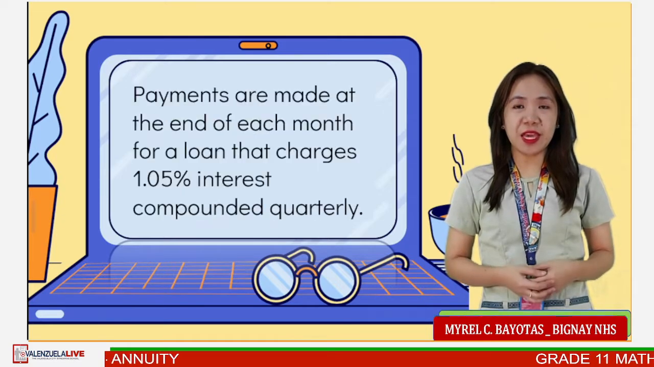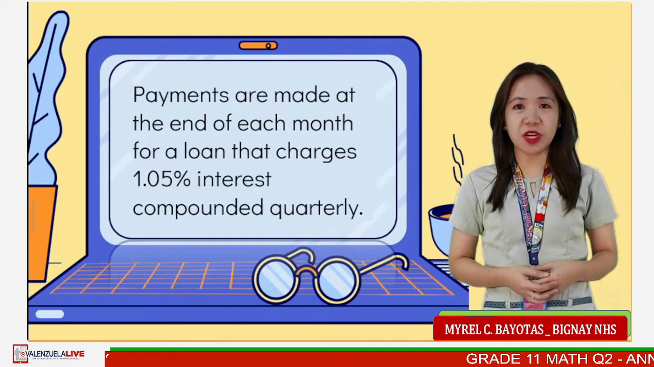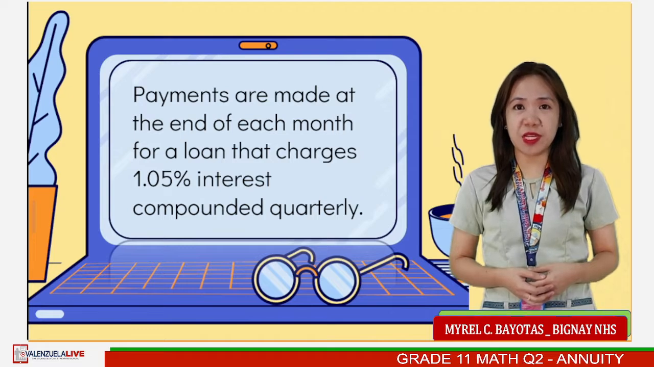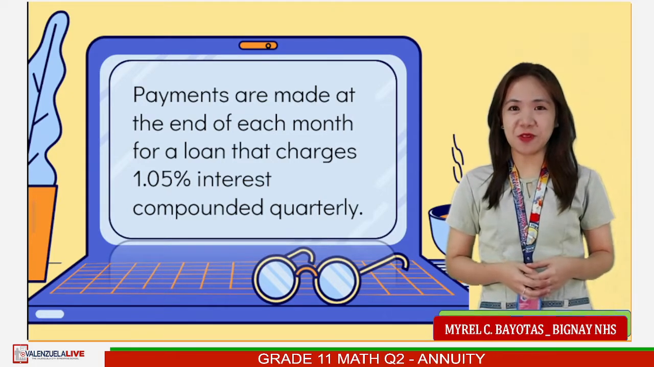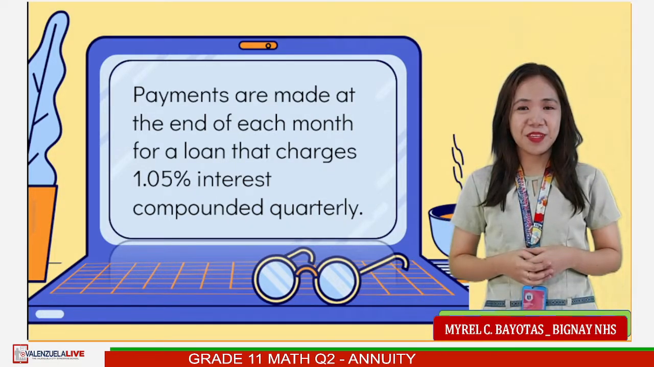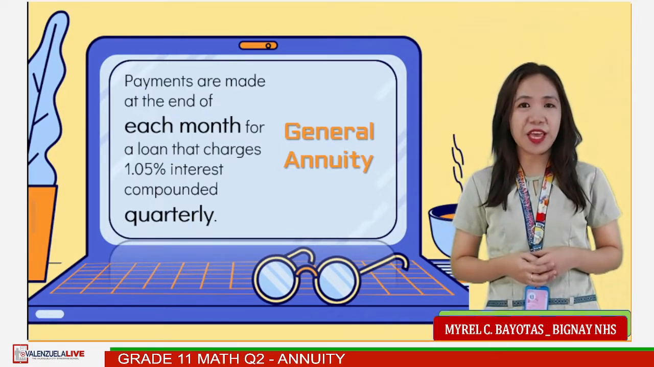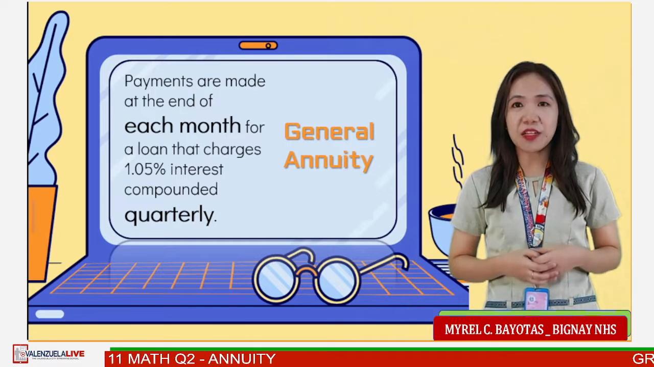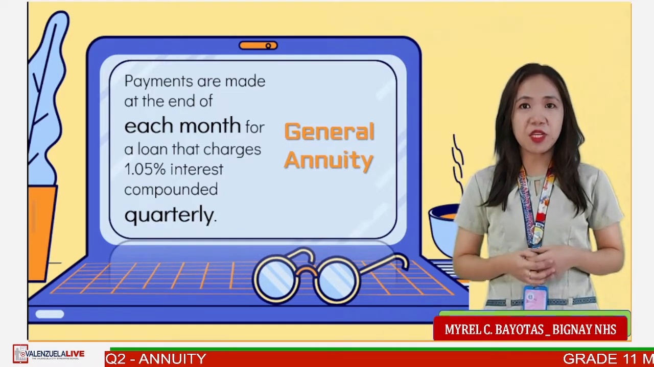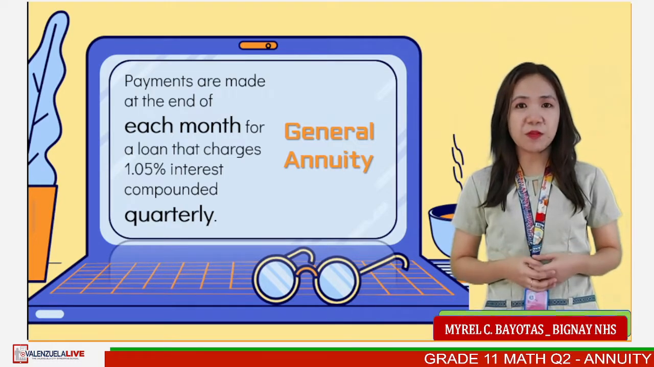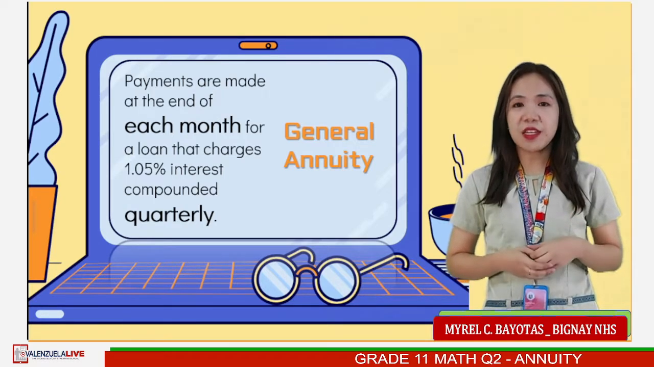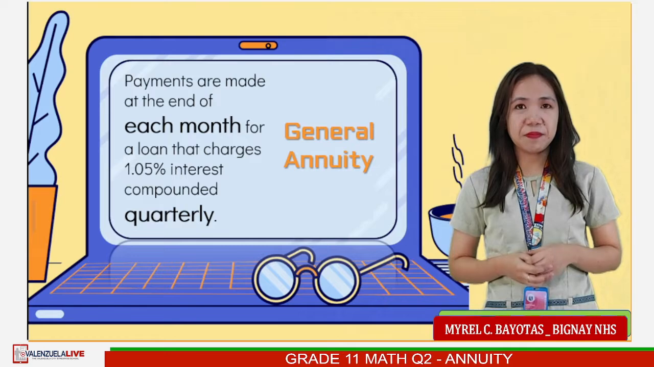Payments are made at the end of each month for a loan that charges 1.05% interest compounded quarterly. Go ahead and type your answer. The correct answer is general annuity, since the payment interval is monthly or 12 times a year, while the interest period is quarterly or 4 times a year. In other words, they are not the same.